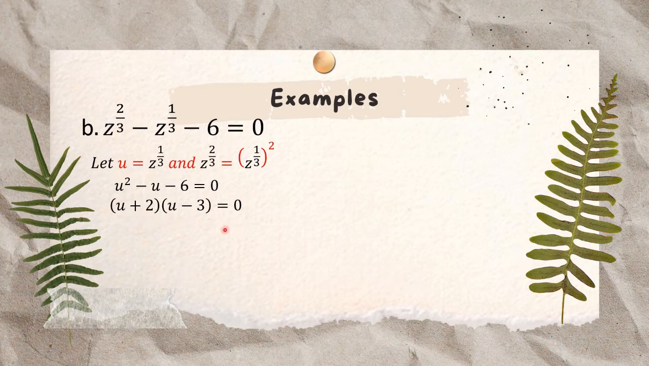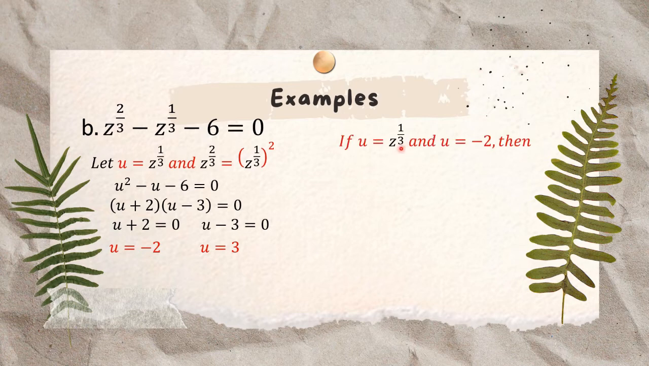Then equating each factor to 0, we have here, this po. And then the values of u are -2 and +3 po. If u is equal to z raised to 1/3 and u is equal to -2, then we have this equation, z raised to 1/3 is equal to -2. How are we going to solve for z?